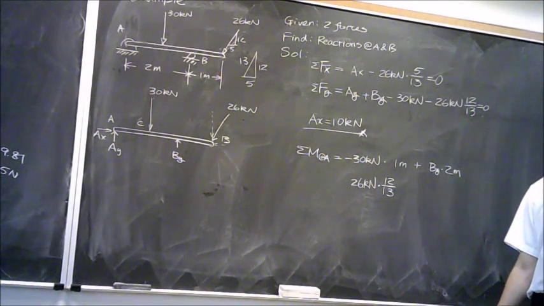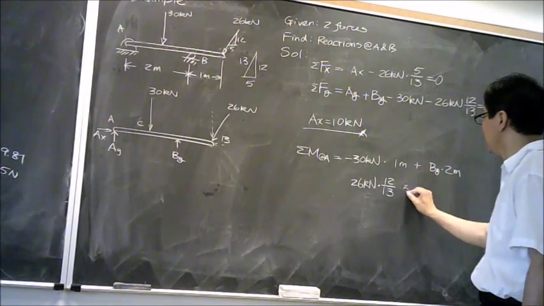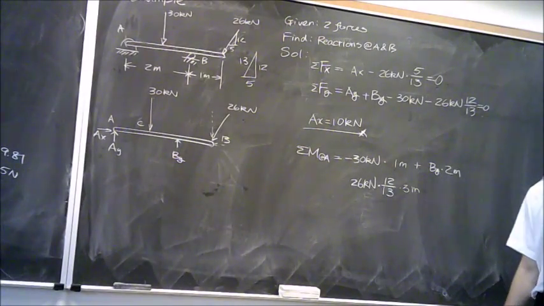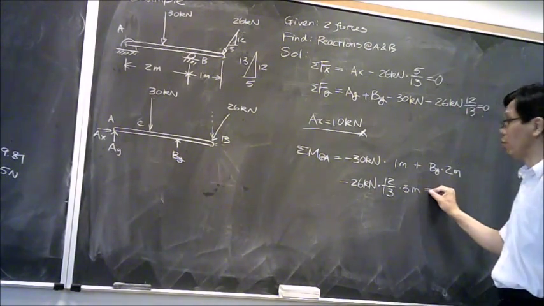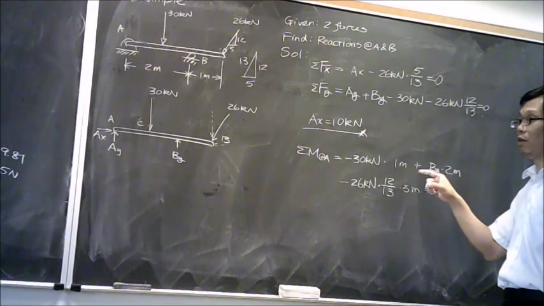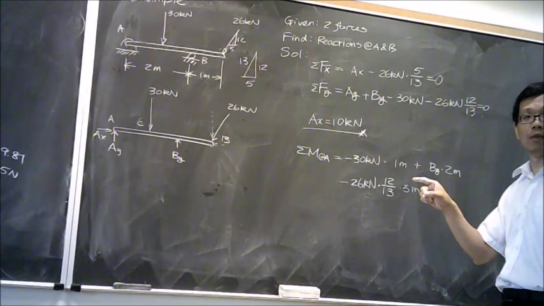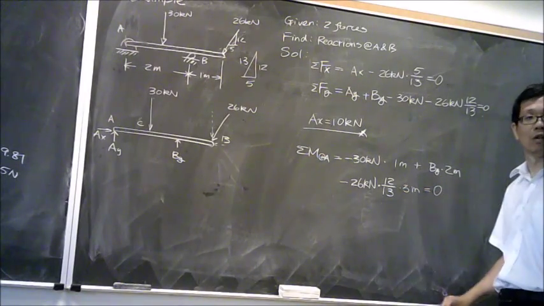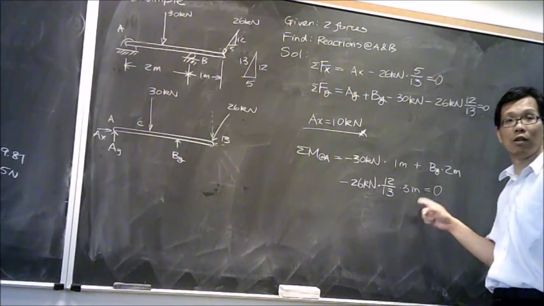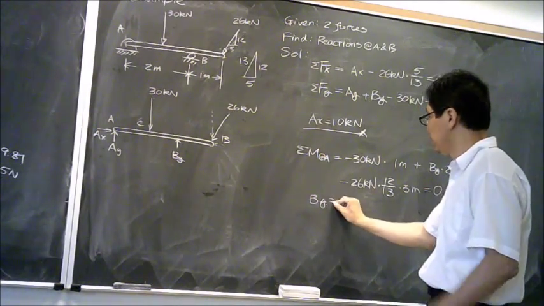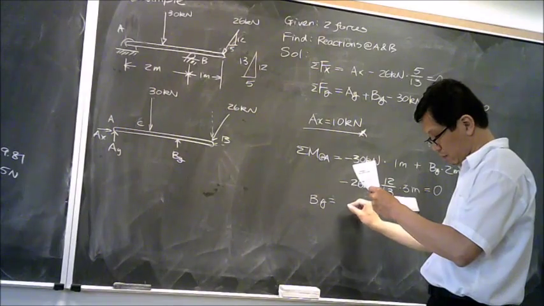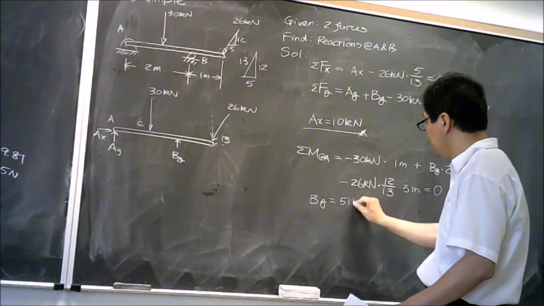What is the moment arm in this case? 3 meters, right? Is this positive or negative? Negative, right? What does this equal to? Is this cantilever rotating around point A? No, so it equals 0. How many unknowns do we have here? Just one. So we can solve dy equals 51 kilonewton.